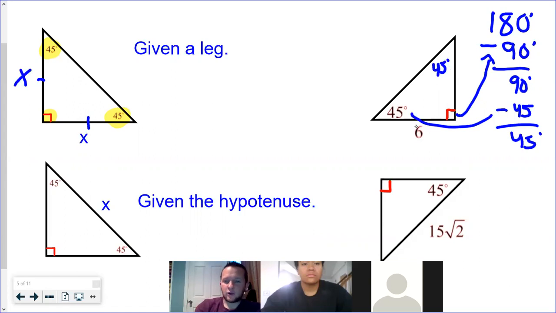Now, I am told that one of the legs is 6. What does that mean this other leg has to be? Well, it's going to be 6 as well, because the legs are congruent.